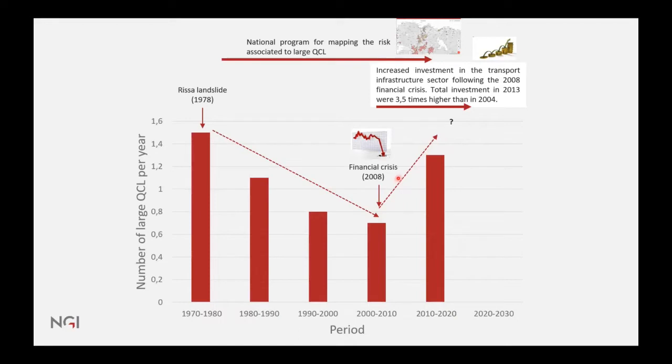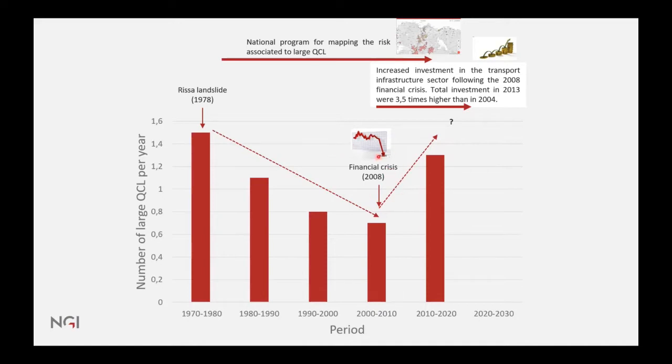And a lot of people are talking about climate change and so on, but quick clay landslides are not really affected by climate change. Many of them are triggered by human activity. And actually, it's more sort of a political effect here. It's more political change that are really changing the frequency of landslides here.